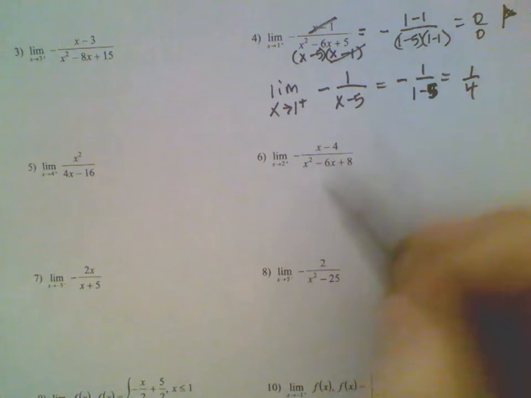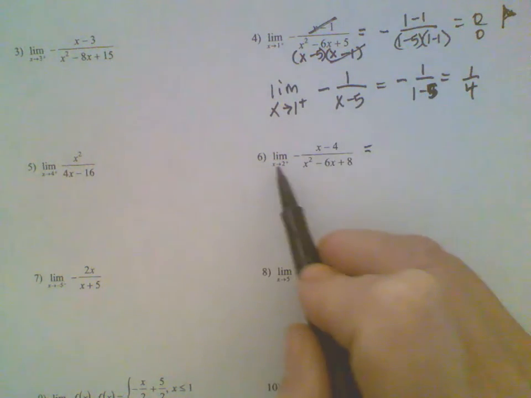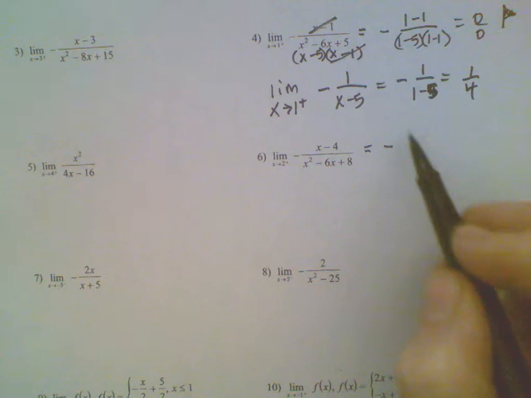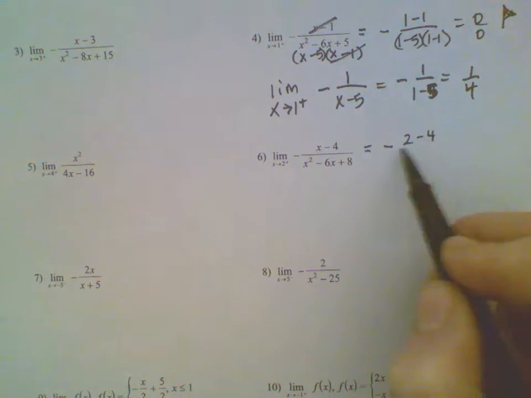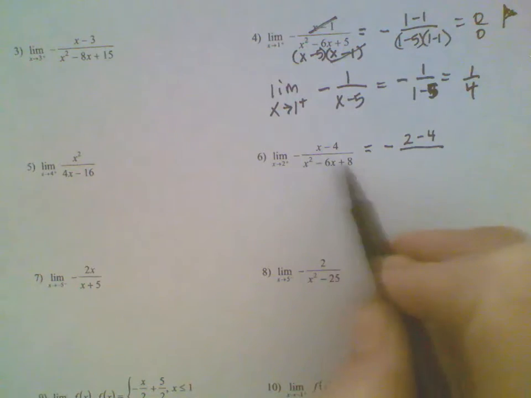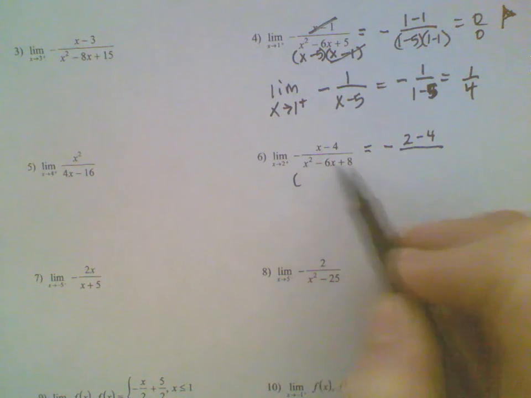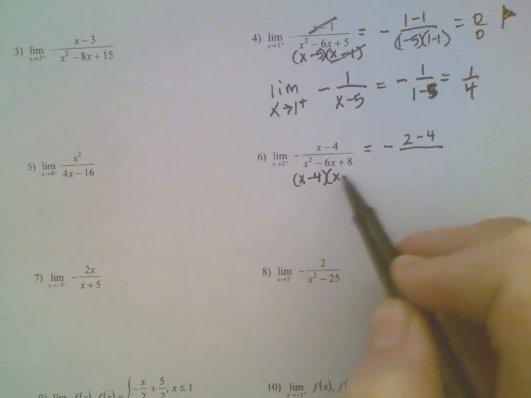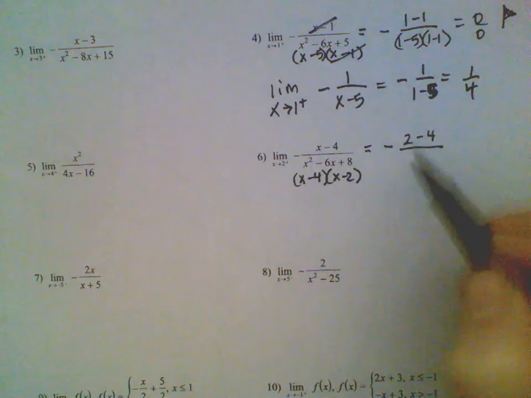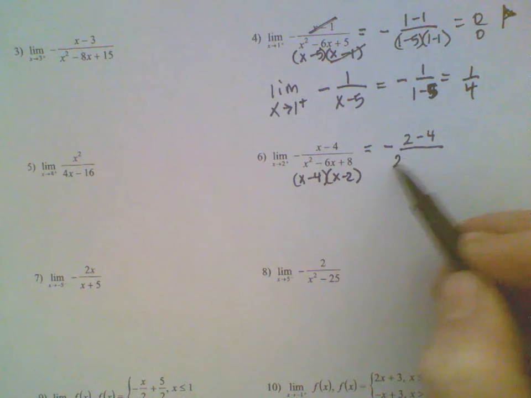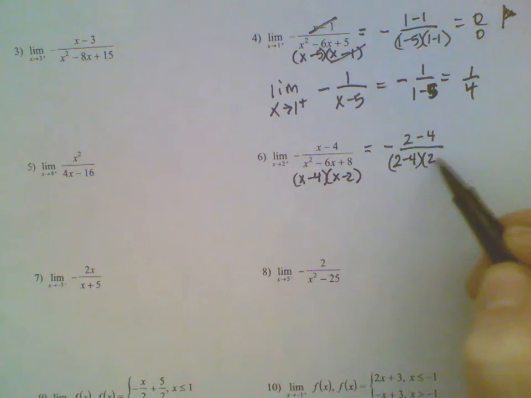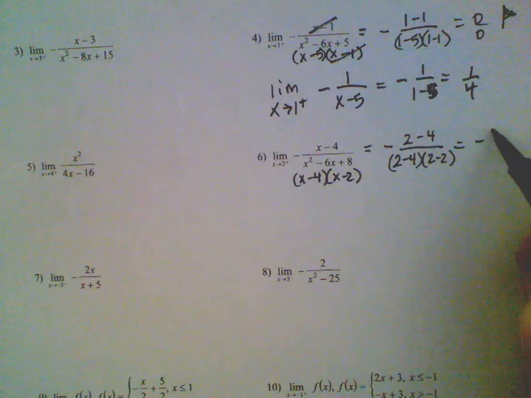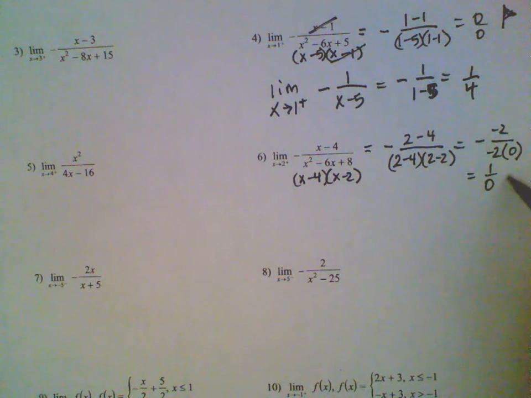So again, I'll start by plugging this value in, and it's the opposite of x minus 4 over x squared minus 6x plus 8. I'm going to factor this again, make my math easy. So two numbers that multiply to be positive 8, add to be negative 6. That's x minus 4, x minus 2. And so I'll plug that 2 in, and I get the opposite of 2 minus 4 over (2 minus 4) times (2 minus 2), which gives me the opposite of negative 2 over negative 2 times 0, which is 1 over 0, or undefined.